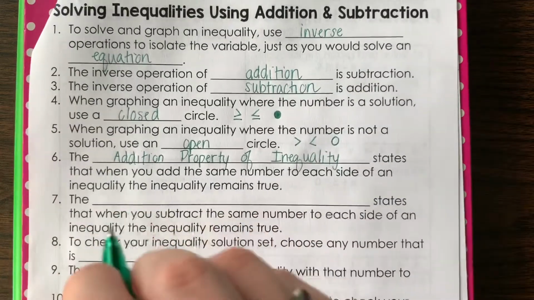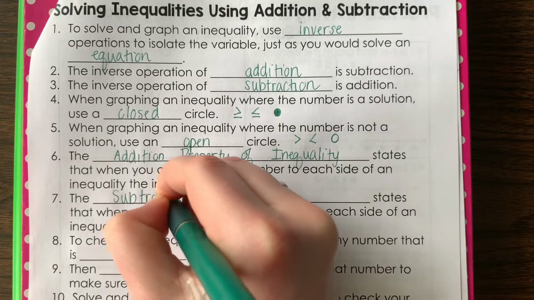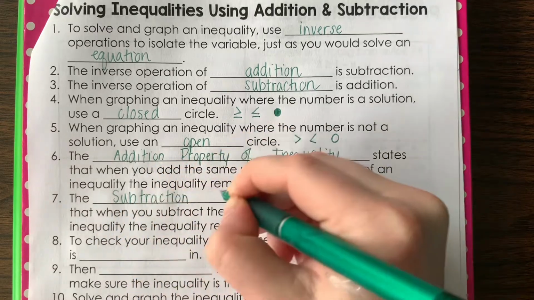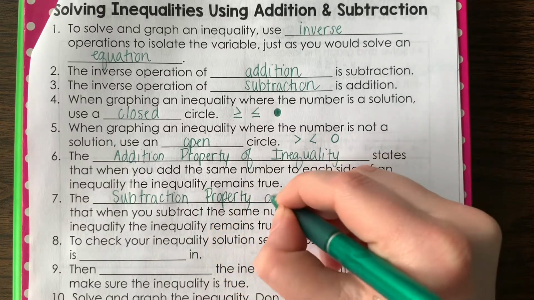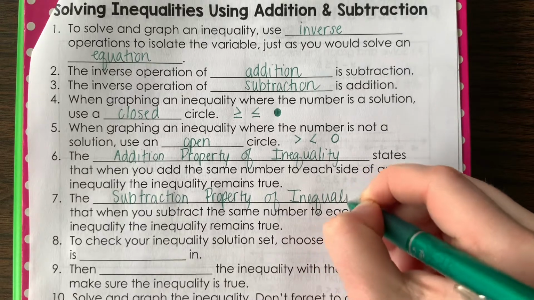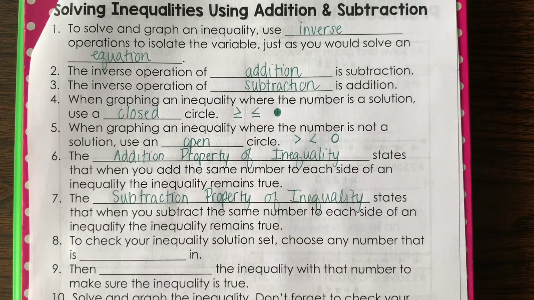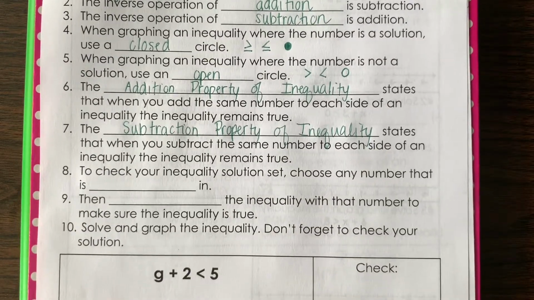So then, of course, the next one is the subtraction property of inequality. And so that's the same thing, except we're talking about subtracting this time. So as long as we subtract the same number on both sides, it'll still be a true statement.